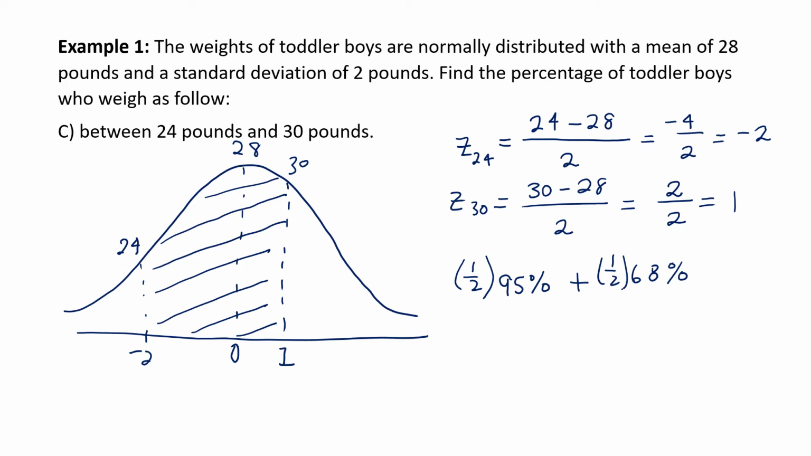Let's compute this. Half of 95% is 47.5%, and we'll add that to half of 68%, that's 34%, and adding those two percentages together, we get 81.5%. What we have found is that about 81.5% of all toddler boys weigh between 24 pounds and 30 pounds.